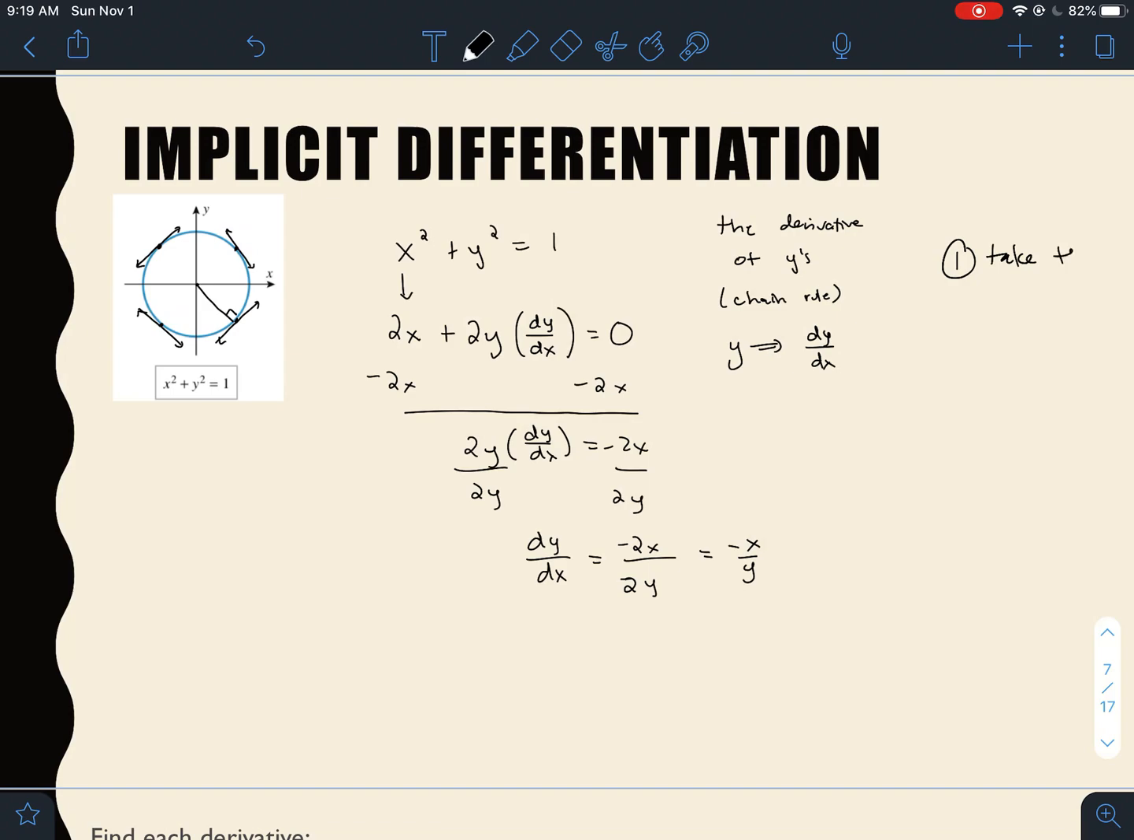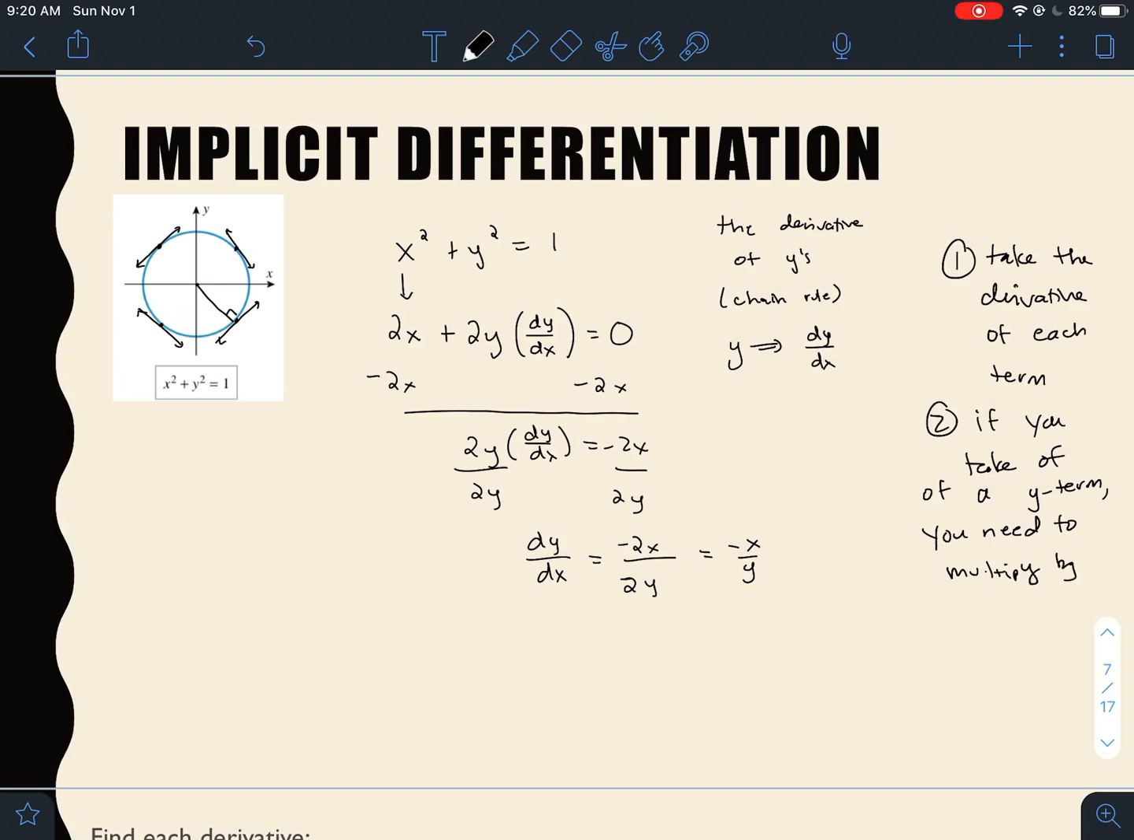So again, to do implicit differentiation, you take the derivative of each term. And if you take the derivative of a y term, you need to multiply by dy over dx, because the derivative of y is dy over dx.